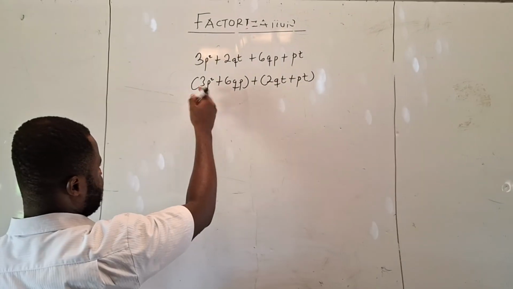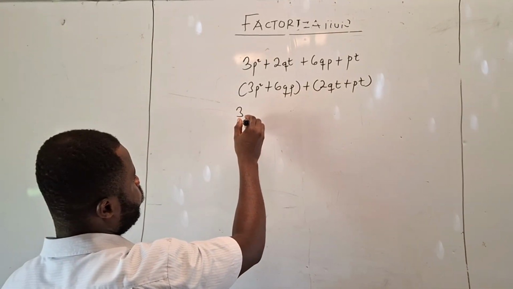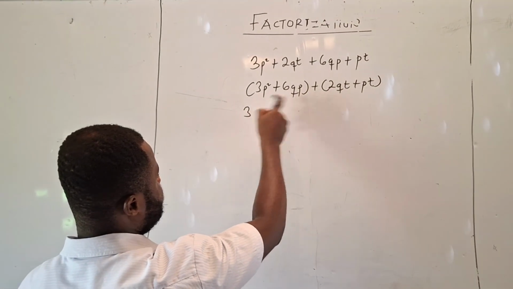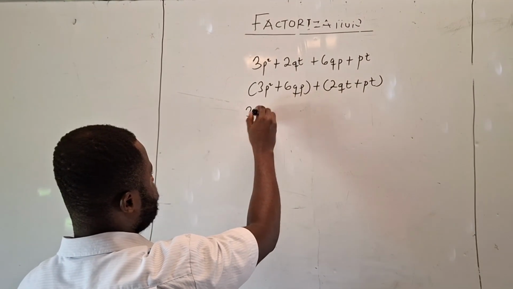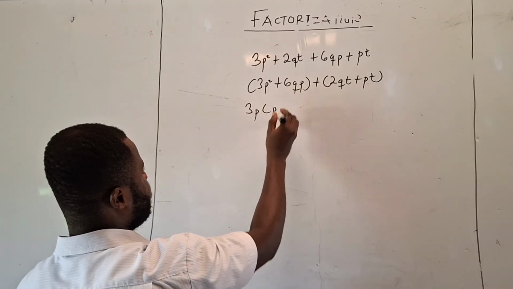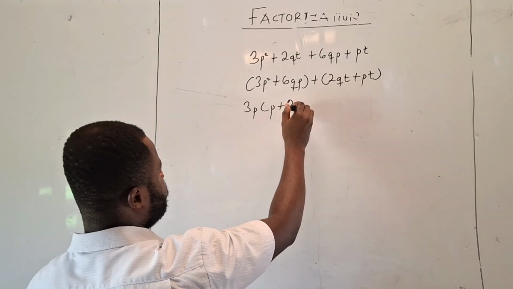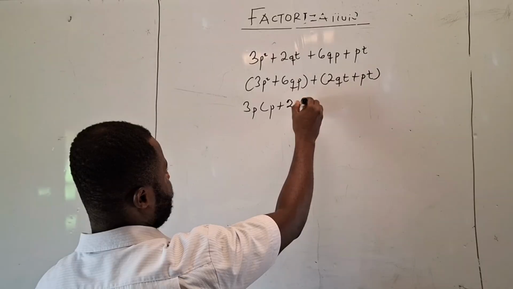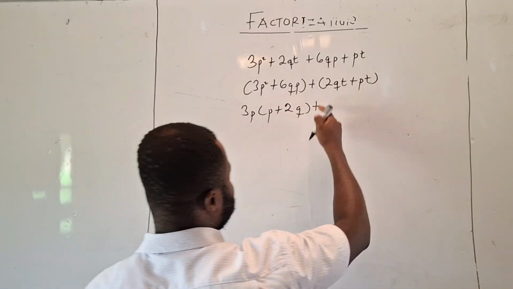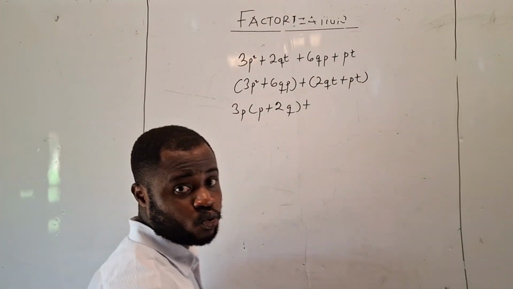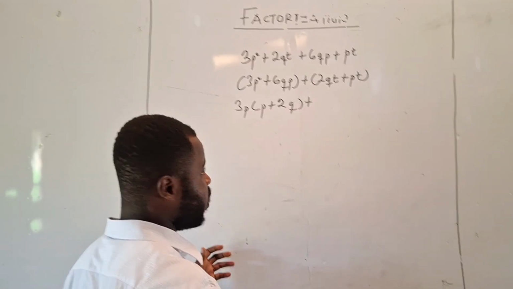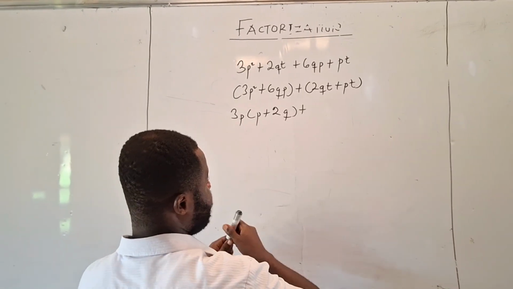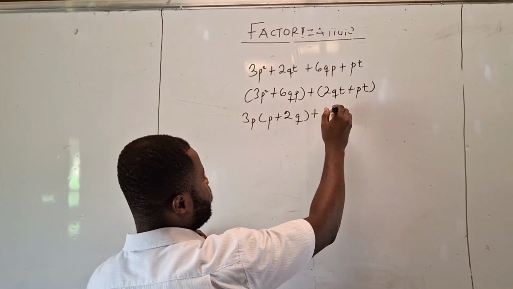Now the highest common factor for the numbers will be 3. Then for the letters, it's going to be p. Here 1p is left, plus here 2p, 1 is out, so we have our q. Plus here, the numbers, there's 2 and nothing there, so we can't pick any. So we can pick the letters, which is t.